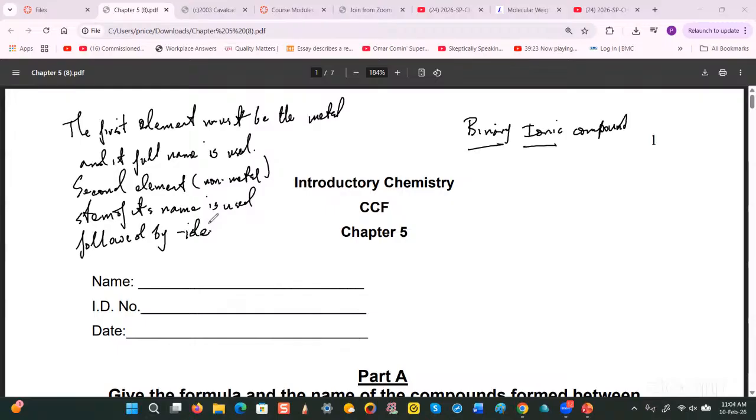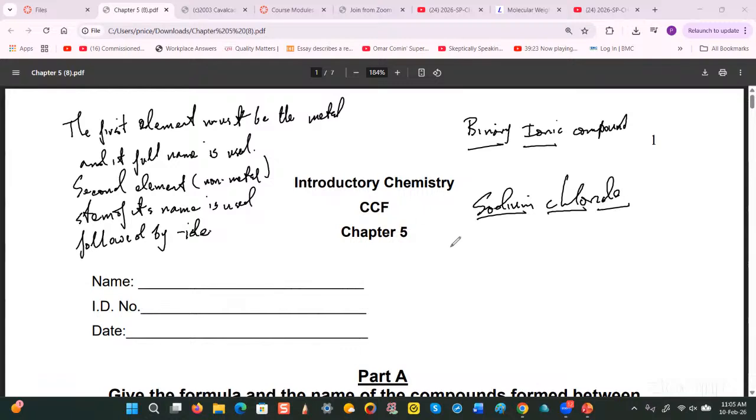So basically when you're naming binary ionic compounds, you use the full name of the metal, which is indicated first, and then you use the stem of the name of the other element, which is a non-metal, followed by -ide, all right? A good example of this would be sodium chloride. Sodium, of course, is a metal, so you use the full name of that element. Then the stem of the name of the other element, which is chlorine. You say chlor, not chlorine, but chlor, and then you end it with -ide.